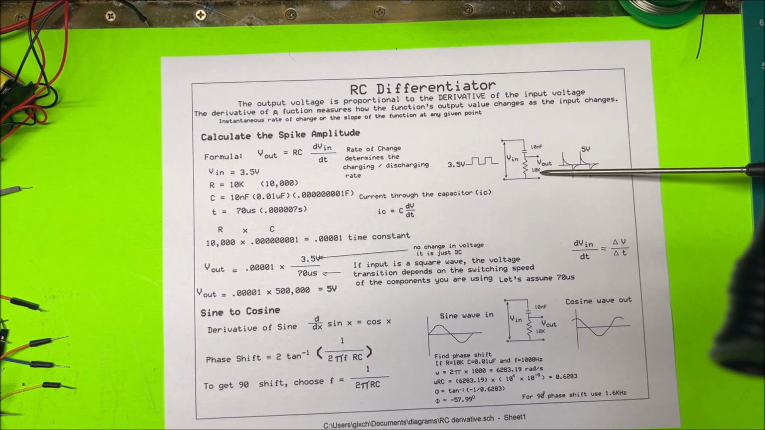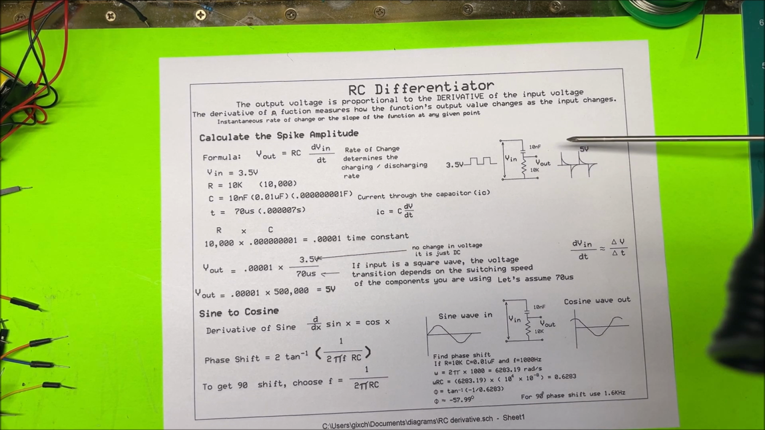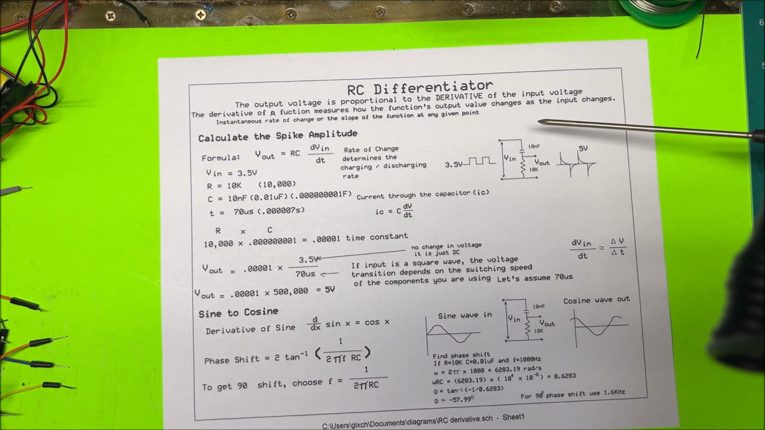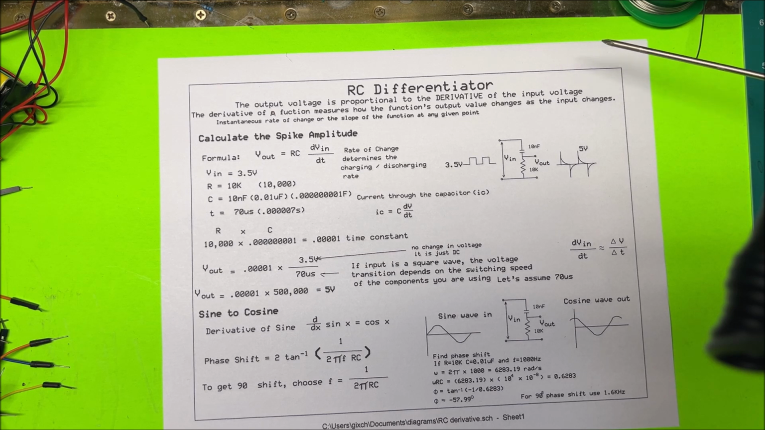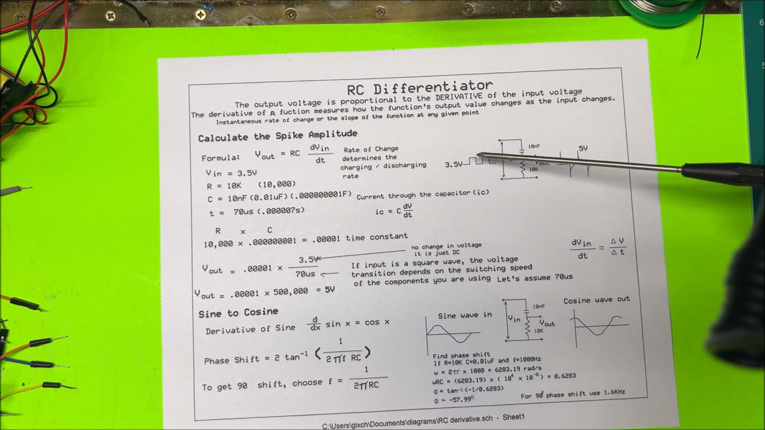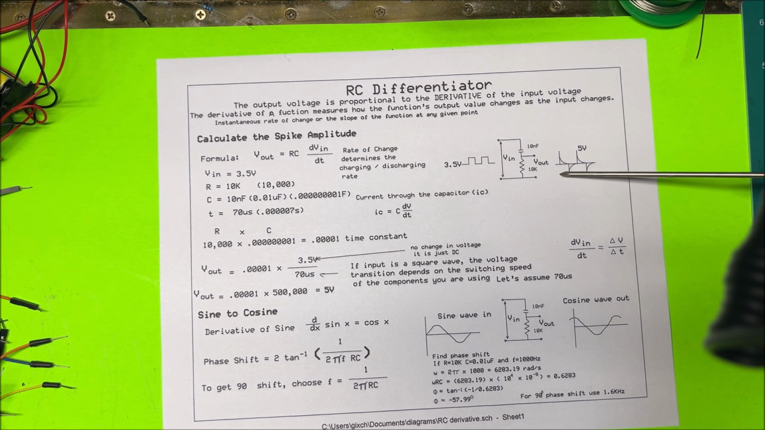It's just a capacitor and a resistor in series, and we take the voltage off of the resistor here, okay? So for this differentiator, the output voltage is going to be proportional to the derivative of the input voltage. A derivative of a function measures how the function's output value changes as the input changes. The definition of a derivative is the instantaneous rate of change, or the slope of a function at any given point, okay? So we're going to take the derivative of the input and see what we get on the output out here. Now, what we're going to try to find here is the peak, okay?